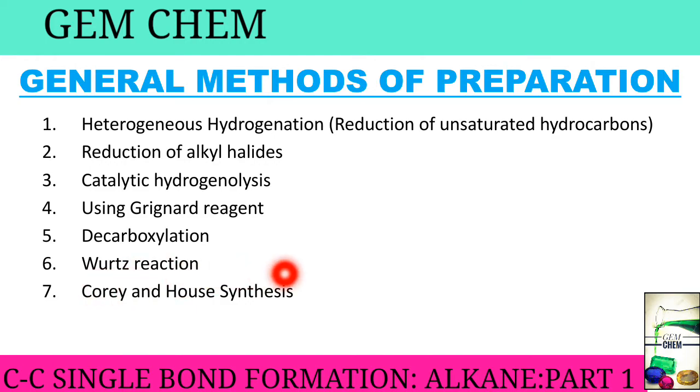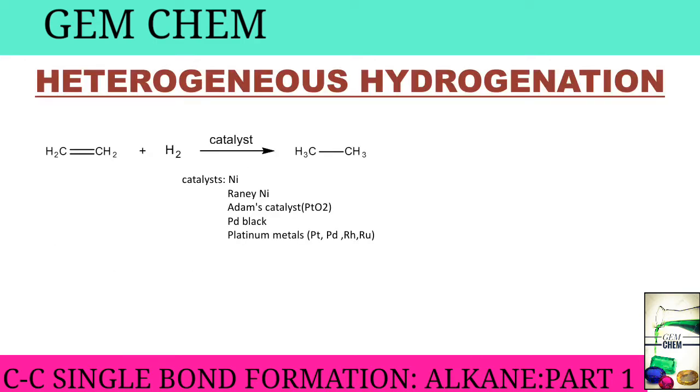Now let us see the first method, that is heterogeneous hydrogenation, which is reduction of unsaturated hydrocarbons. Formerly it was occurring with a nickel catalyst. The nickel catalyst was prepared by reducing nickel oxide with hydrogen, deposited on a suitable inert porous support. That porous support was known as Kieselguhr.